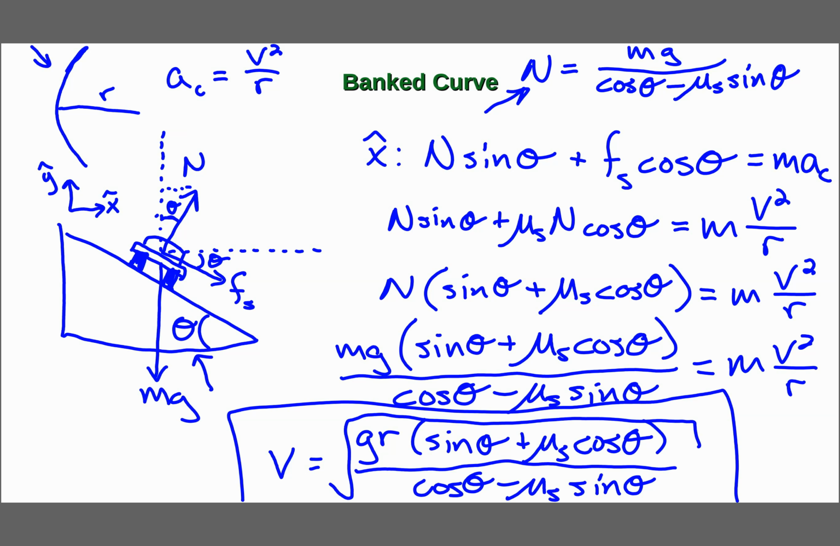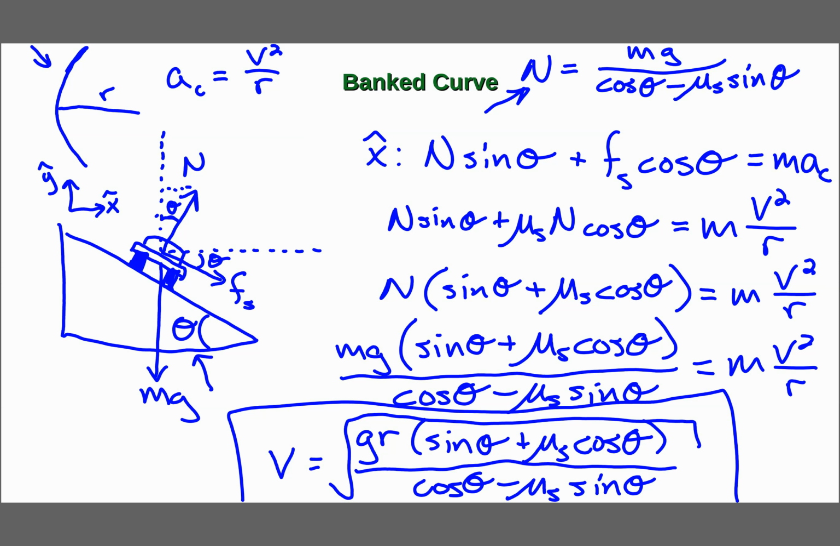Because more and more of the car's weight is pointed in this direction down the ramp, right? If we break it into components where it points normal to the ramp and along the ramp, this straight down is closer and closer to in the direction of the ramp as we make the ramp steeper, right?